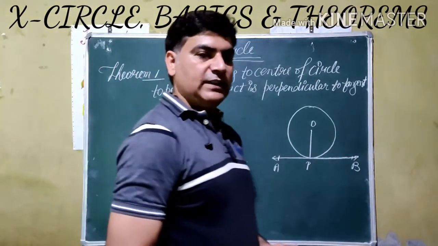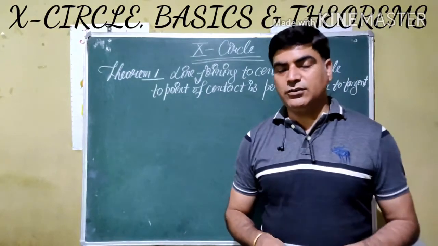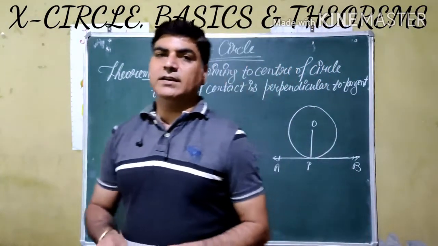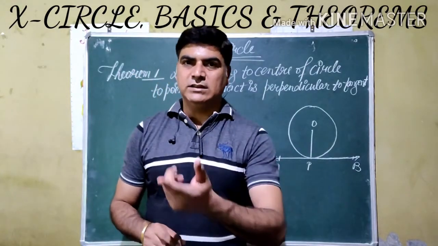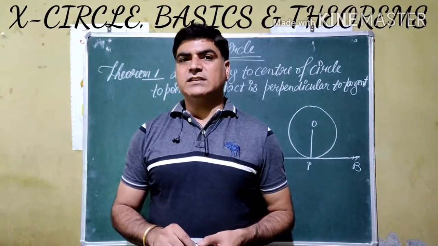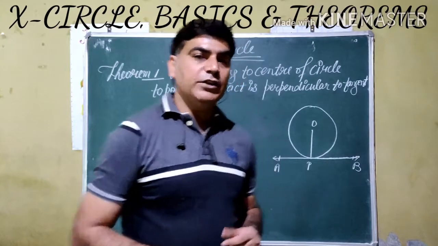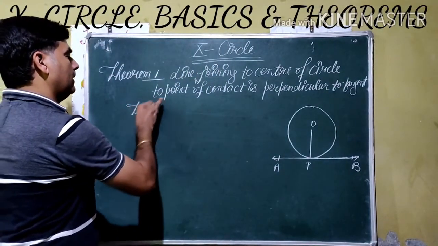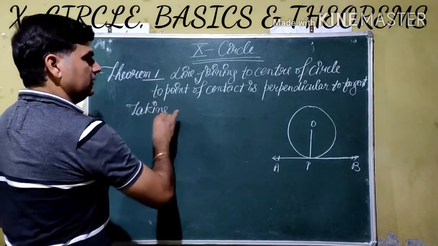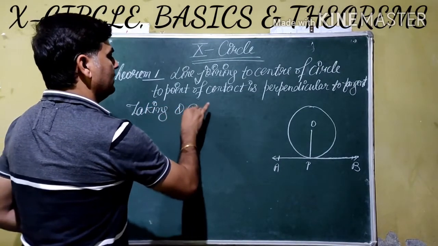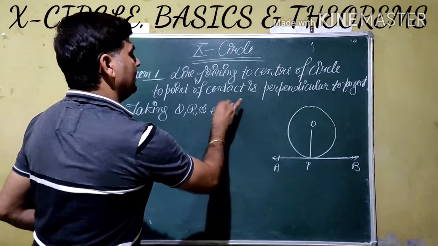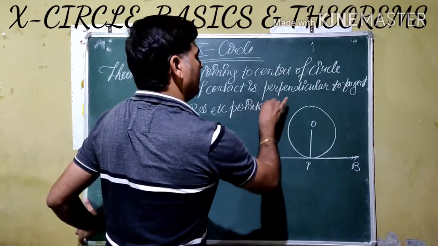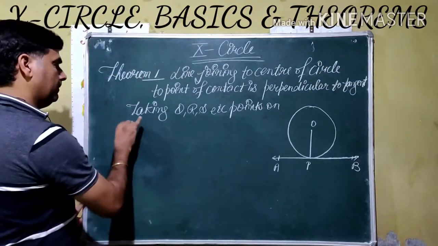How can we prove it? Let's see. But before this, we need to remember one concept: the shortest distance from a point to a line segment. If we see any object straight to us, then the minimum distance is known as the perpendicular distance. So we are going to use this concept. If we see here, taking 2, 3 points, taking Q, R, S, etc., points on the tangent AB.